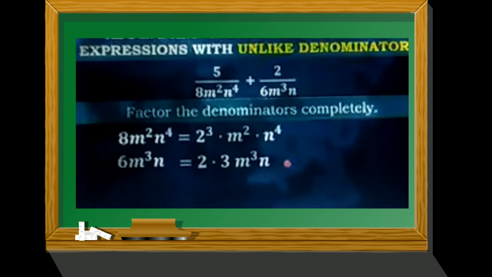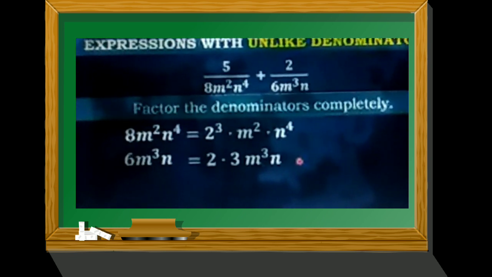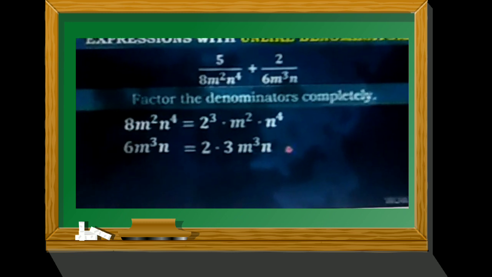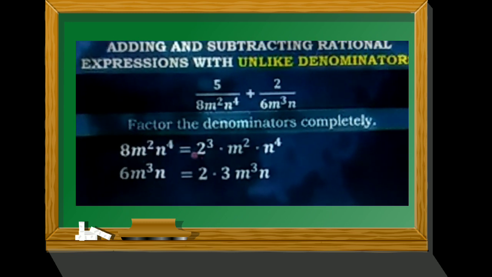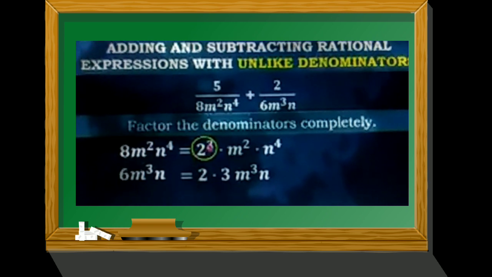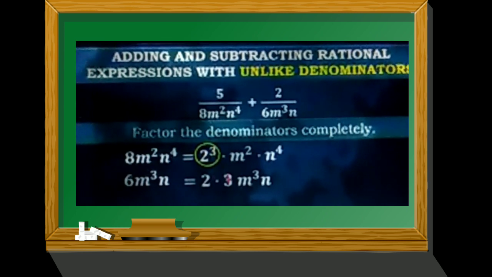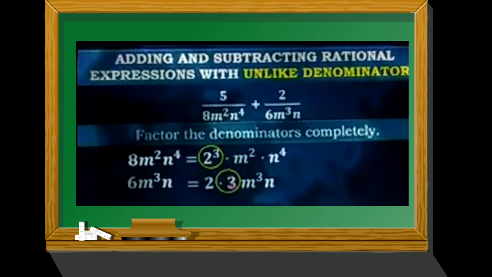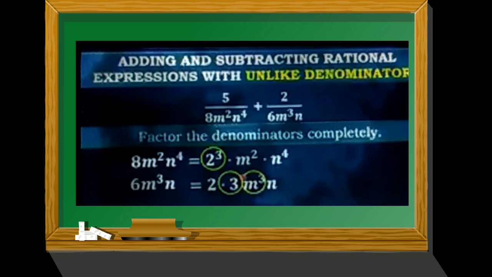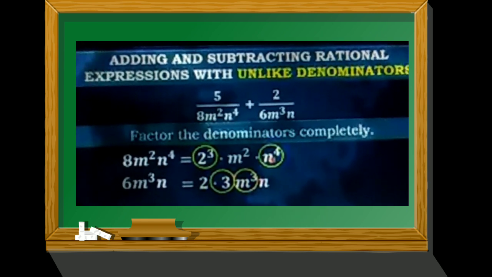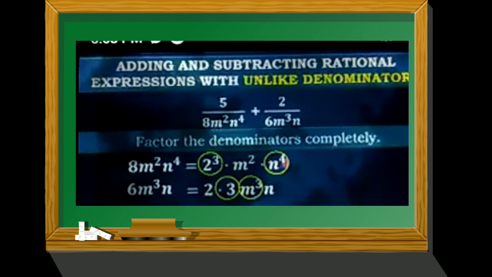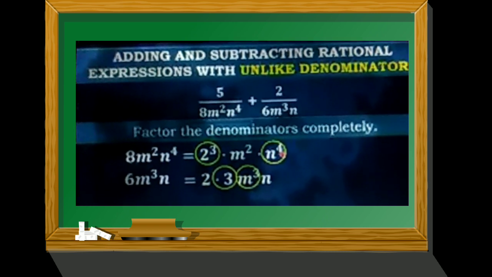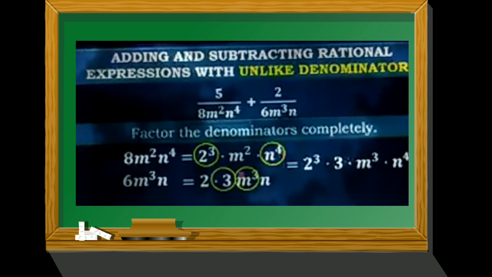Now, if we already have the factors, we must get the value that has the highest degree or exponent. Here, for 2, they have the same 2, so we can get 2 raised to 3 because its exponent is 3, which is higher than 2. Next, 3. Since there is no other 3 there, we can write 3 raised to 1. For m, we'll get m raised to 3 because it has the highest degree. And for n, we will get n raised to 4. In finding the LCD, we get the highest degree of the exponent. After this, we can go into simplifying.